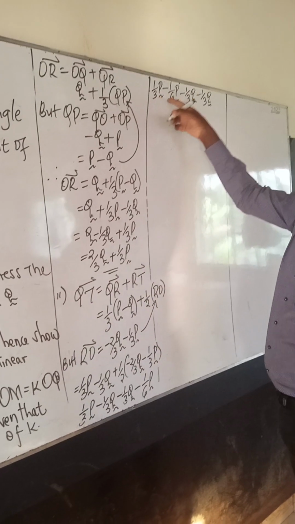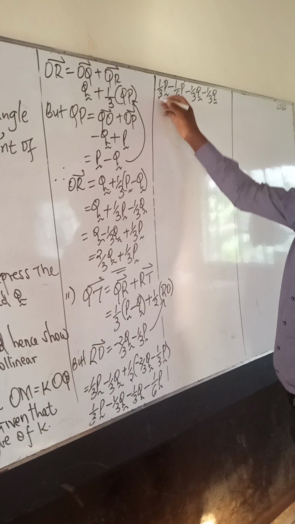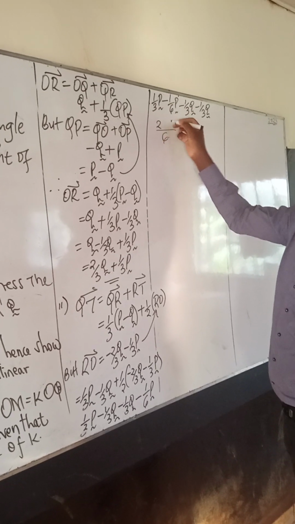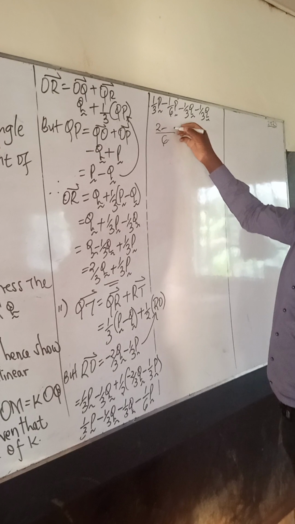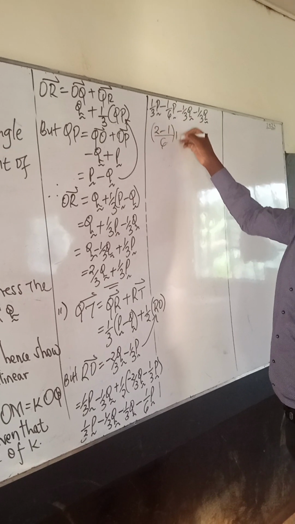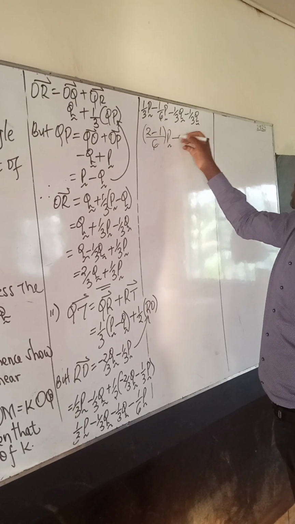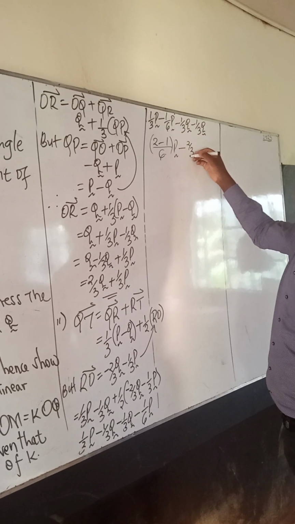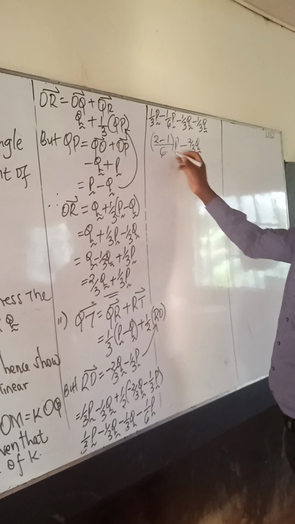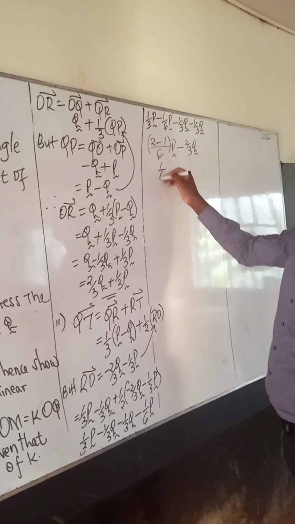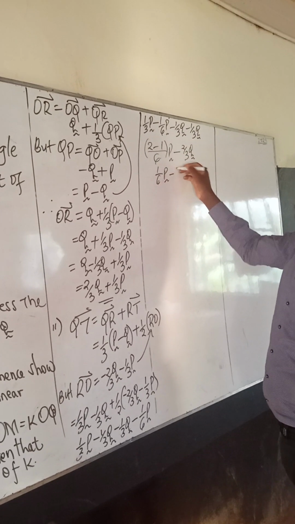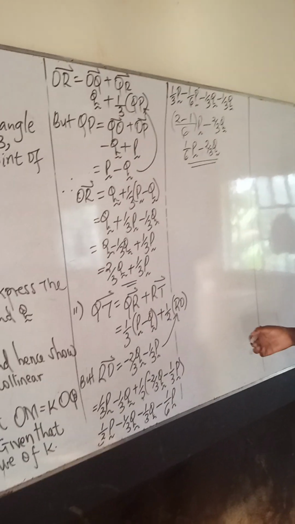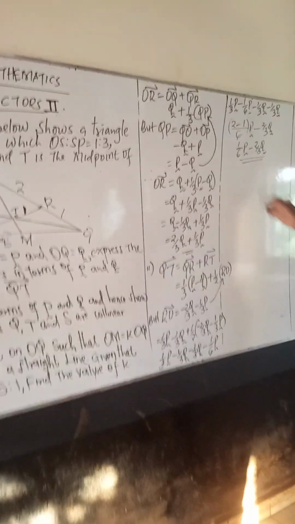So what is a third minus 1 over 6? The LCM between these two will be 6. 3 goes into 6 twice, 2 minus 1. 6 goes into 6 once. This is P. Then a third minus a third will be minus 2 over 3 of Q. So 2 minus 1 will be 1 over 6 P minus 2 over 3 Q. So this is QT. Now part B of the question.